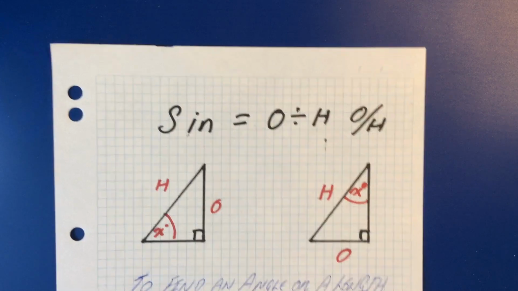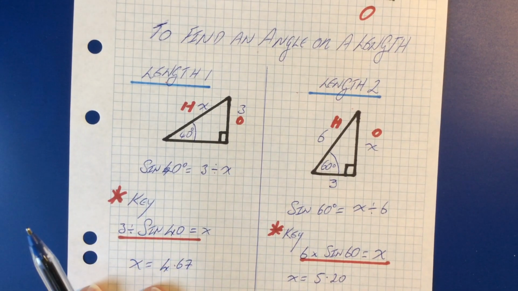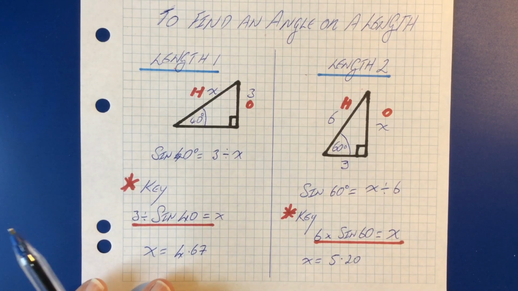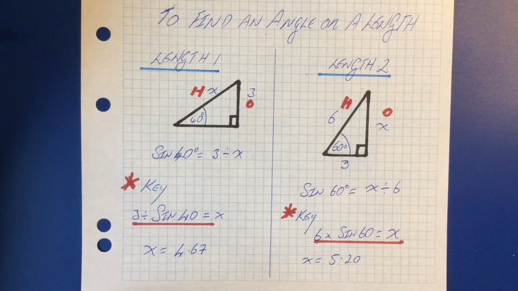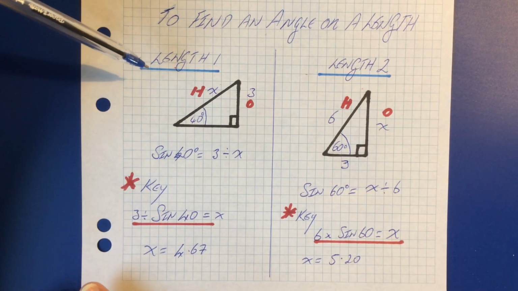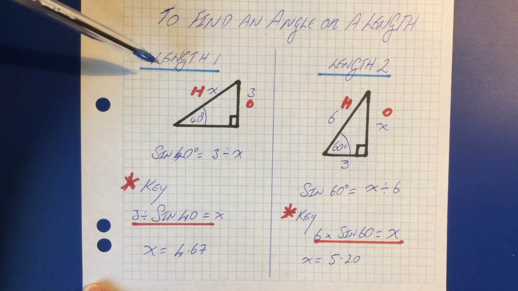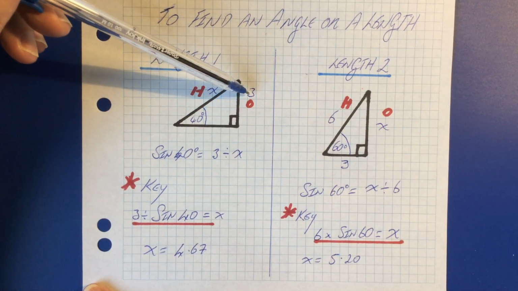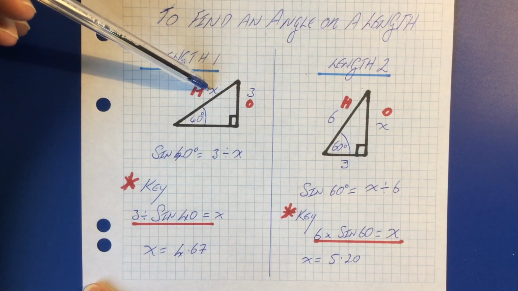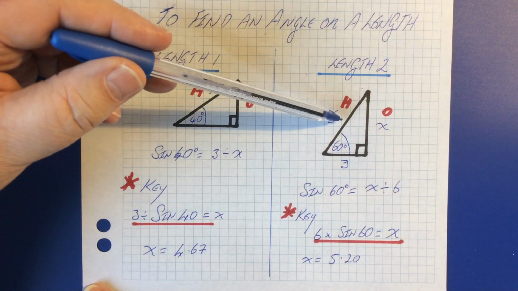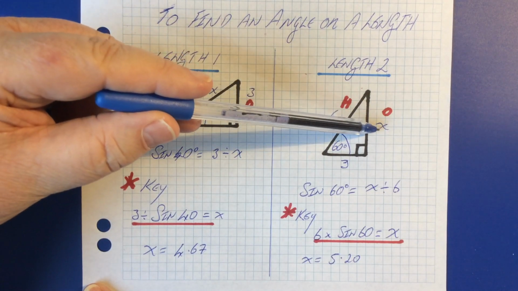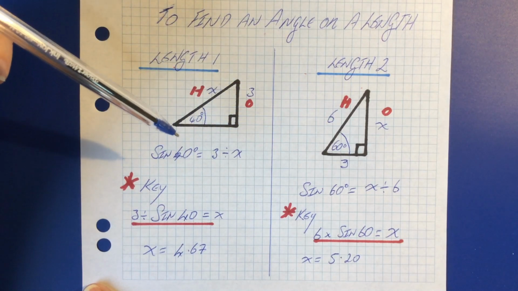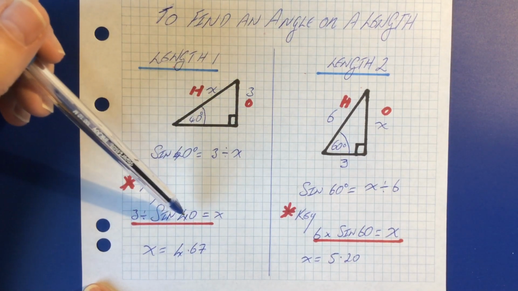The idea is that using this sheet, someone should be able to find an angle or a length given the relevant information. There are a couple of ways in which you might be presented with the information. For length 1, we have the length of the opposite side but not the length of the hypotenuse. And over here with length 2, we have no information on the opposite side, but we know the length of the hypotenuse. The calculations are very slightly different, so we'll go through this one first.